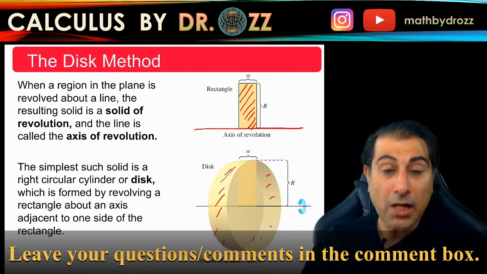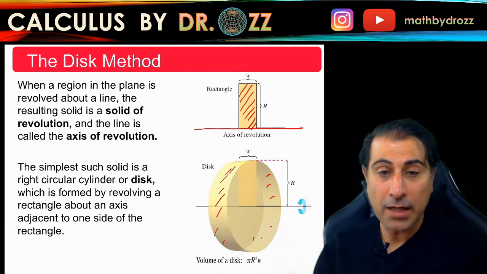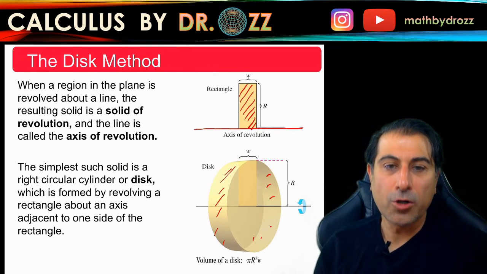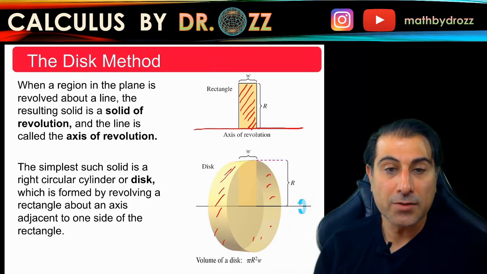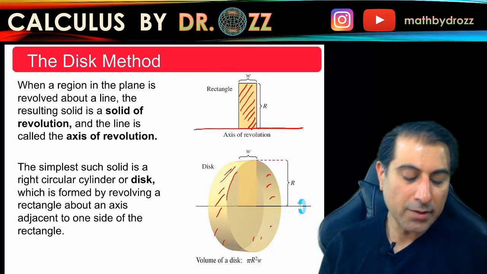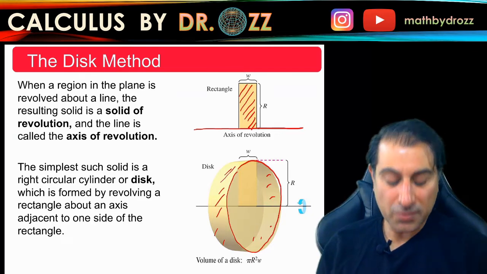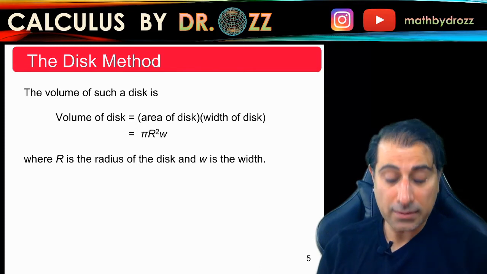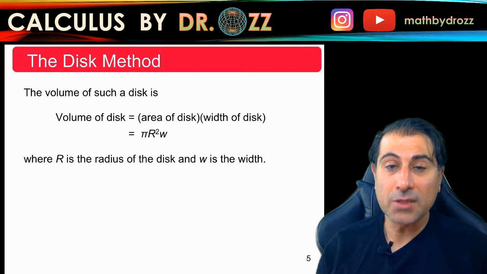The volume of this kind of disk is known from pre-calculus. We know that it's pi r squared, because the radius is r, times its thickness. So the area of the circle times the thickness of the disk, which is w. So we have the volume of the representative disk. What we're going to do is write down exactly what that is. It's pi times capital R squared times w.